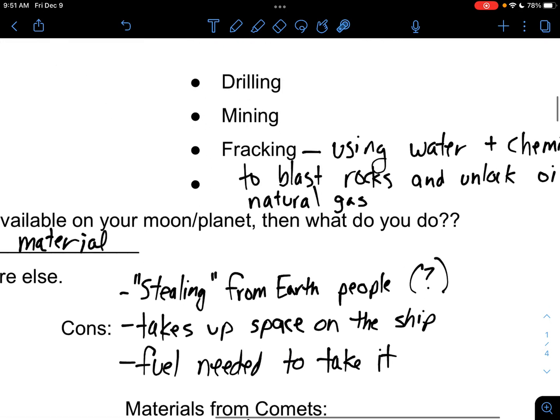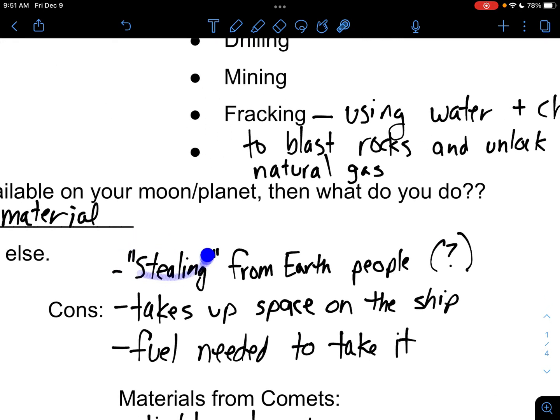The drawbacks, the cons, the quote unquote stealing from Earth people, that depends on what resource we're talking about, and are we actually taking it from Earth or are we taking it from somewhere else? But there are some ethics involved there, and taking it from one environment to supply another environment, you will need to consider those kinds of ethics. But the biggest drawback to taking stuff with us is that it literally takes up valuable space on the ship, and we don't necessarily have enough room to take things with us depending on what it is we're talking about. But perhaps more importantly, is this fuel needed?